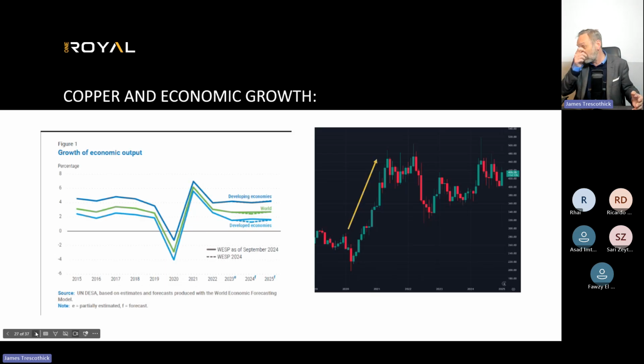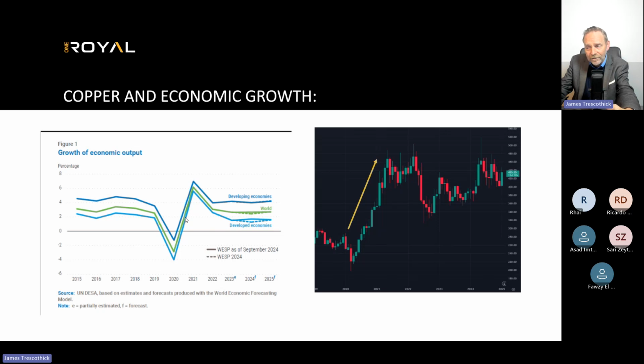And here's an example. Here's a perfect example, really. This is the figure on the left. Okay, you can see the source of where it comes from. This is economic growth output. And as you can see, obviously, in 2020, because of the lockdown, because of COVID, economic growth dropped dramatically. And as you can see on the chart on the right of it, so did copper prices drop dramatically because they couldn't build anything. We were all locked in at home. Nothing was happening. So prices dropped dramatically.